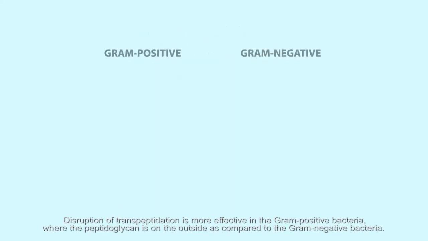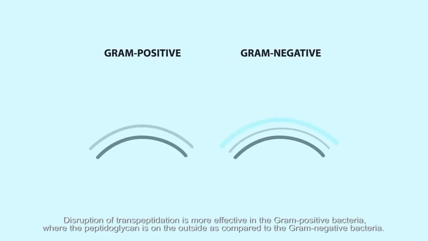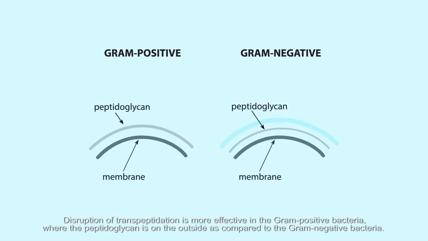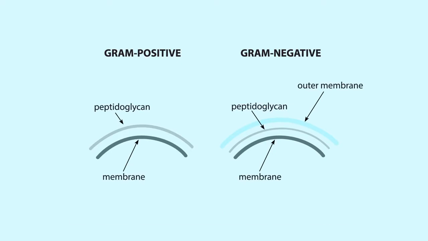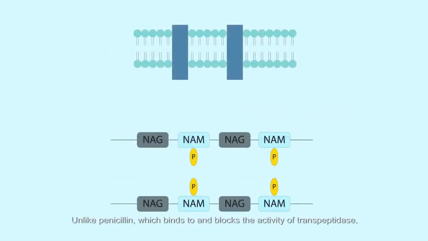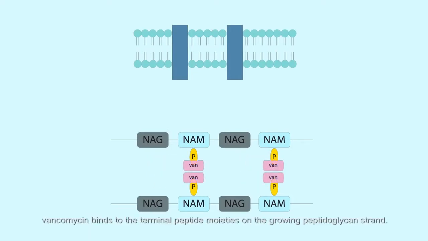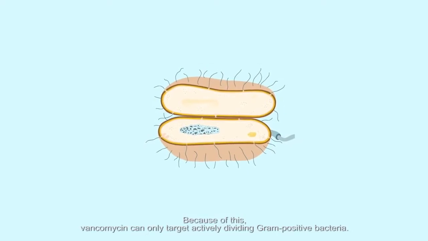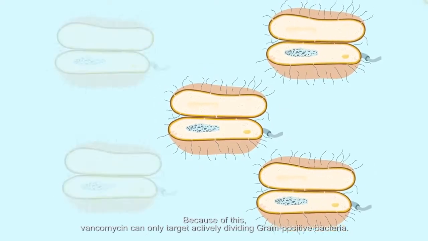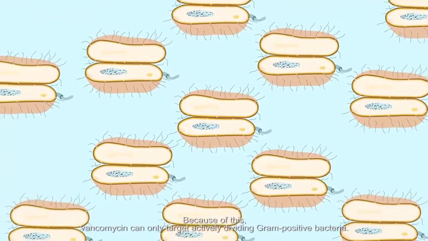Disruption of transpeptidation is more effective in the gram-positive bacteria, where the peptidoglycan is on the outside, as compared to the gram-negative bacteria. Unlike penicillin, which binds to and blocks the activity of transpeptidase, vancomycin binds to the terminal peptide moieties on the growing peptidoglycan strand. Because of this, vancomycin can only target actively dividing gram-positive bacteria.